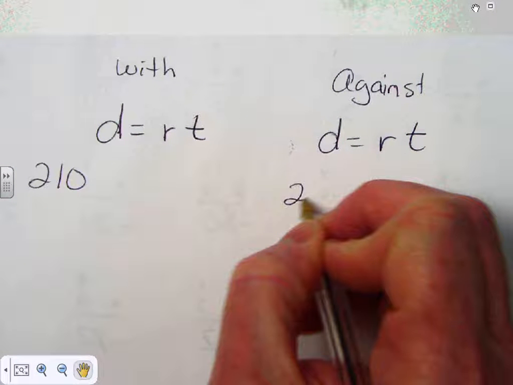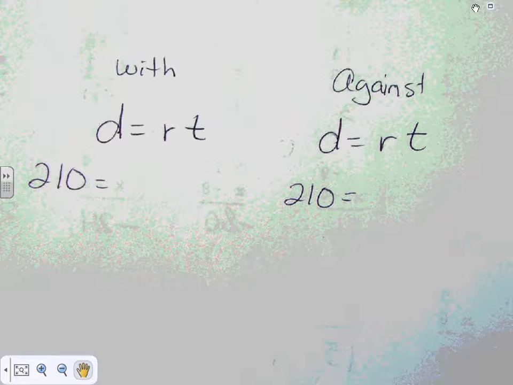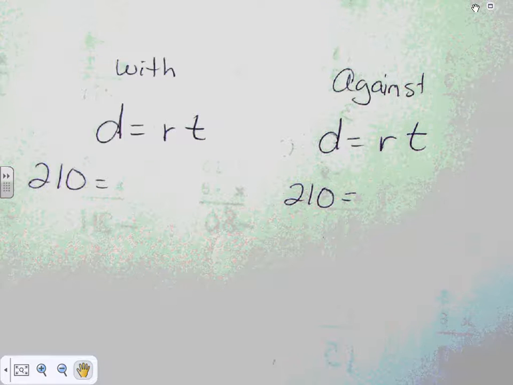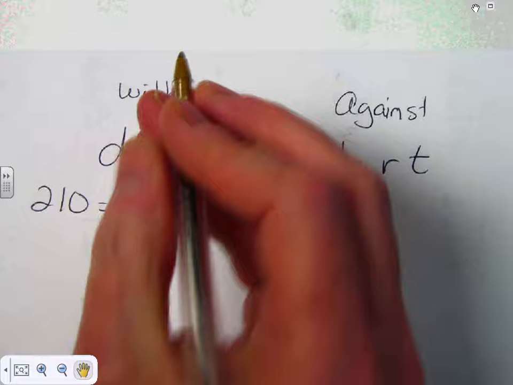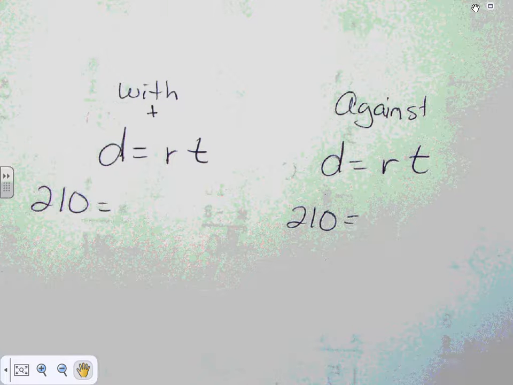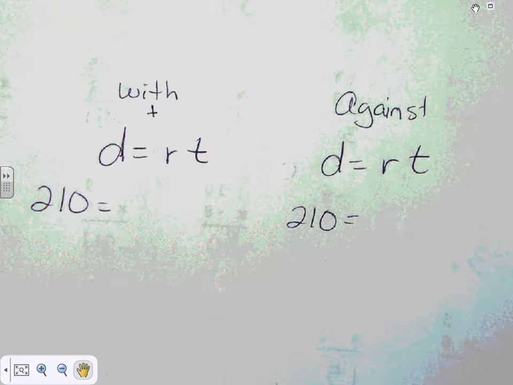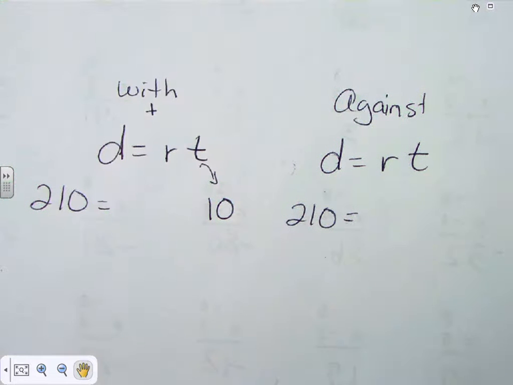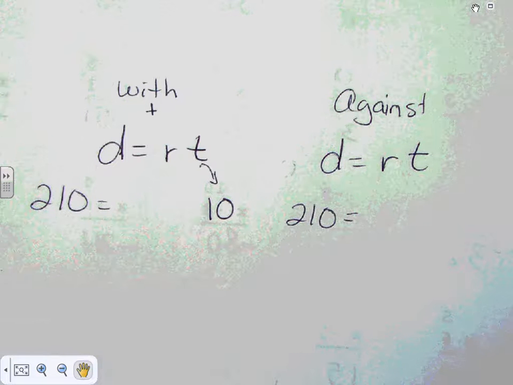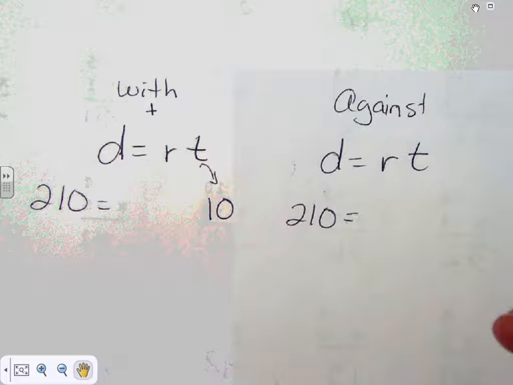Then it says the downstream trip. Downstream means it's helping you. It's pushing you along faster. That's the good one. That'll be a plus. So the downstream trip took 10 hours. Which variable seems to represent hours? T for time. So that means wherever there's the T on this side, I'm putting a 10. And then it says the trip back, going upstream against the current, took 70 hours. What's that going to replace? The T in the other problem, right?